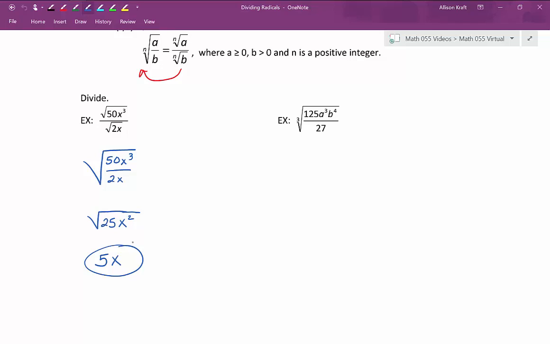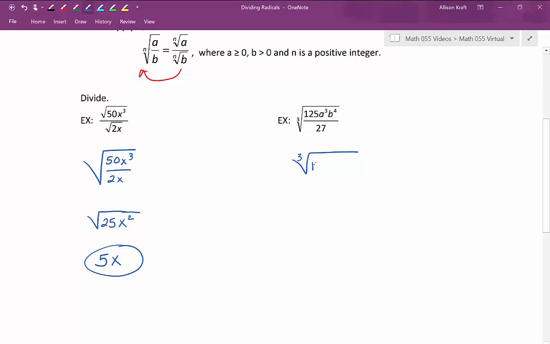In our next example, we have the cube root of 125 a to the third b to the fourth over 27. So I look at the fraction that I have inside my radical and see, can I simplify that? There's no number that divides into 125 or 27. So that tells me that I should try to break it up into the cube root of the numerator over the cube root of the denominator. Also, looking at this problem, it jumps out at me that 125 and 27 are both perfect cubes. So that's kind of a giveaway that we would want to break it up as well.